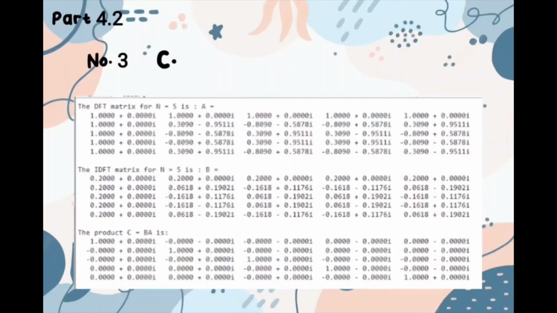Based on the result C, we can observe that C is in the form of an identity matrix, where 1 is arranged in a diagonal form.